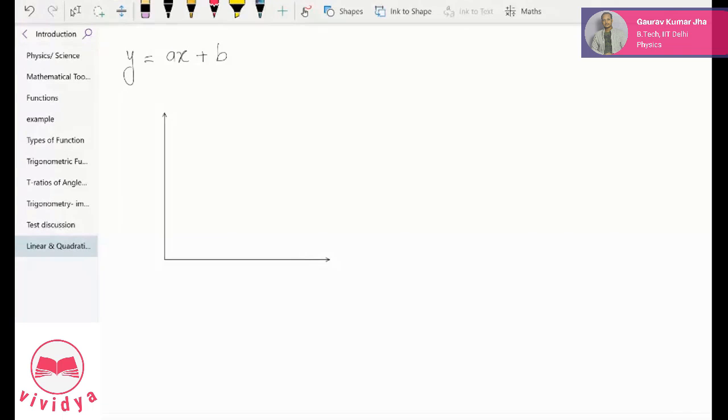So suppose we have been given an equation, like y is equal to, let's say, 2x minus 1. Now, this is an example. Looking at this expression, can you guess what type of graph will be there? Will it be a straight line or a curve? Definitely a straight line. Can you draw the straight line?